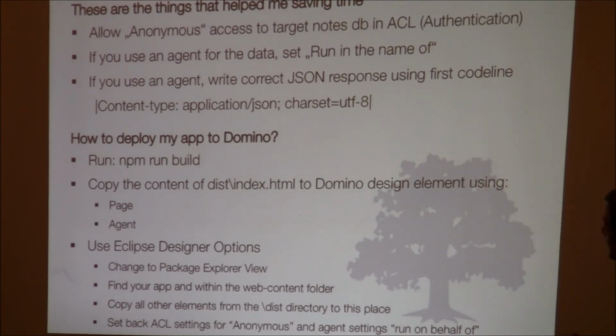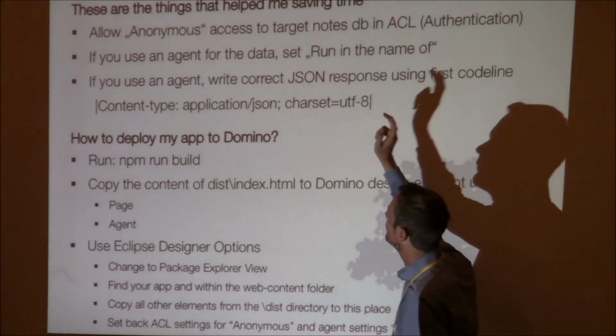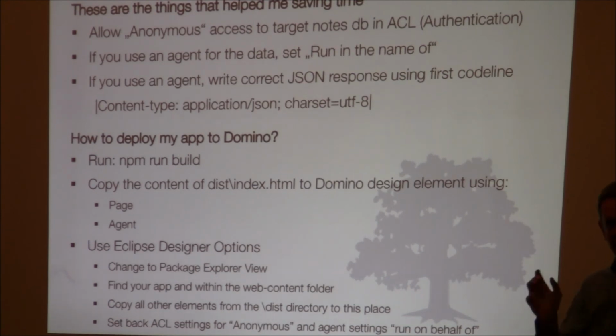If you use an agent for the dataset, run it on behalf of, so you switch the person who is running it, and then you can say it's me. Because I'm accessing anonymously, by setting this it's done in the name of admin, whatever developer. If you use an agent, write a correct JSON response using the first code line. It's very important. Sometimes Domino adds some things to the response. If you don't want this, this has to be the first line in your agent, and then nothing is added by the Domino server. Okay.